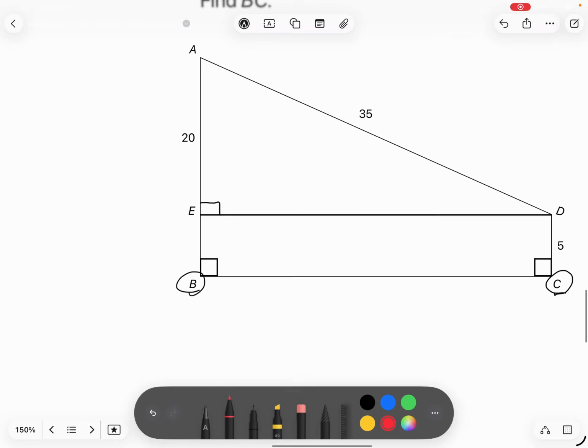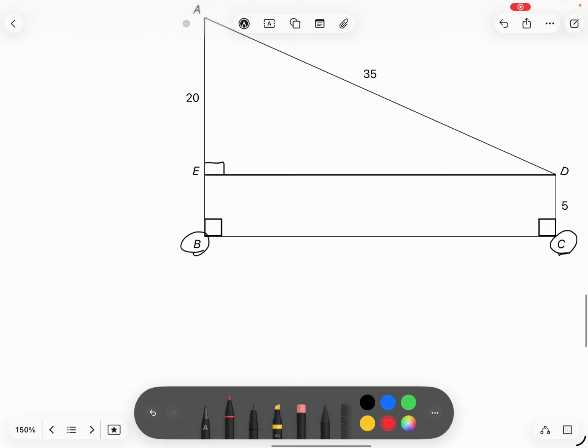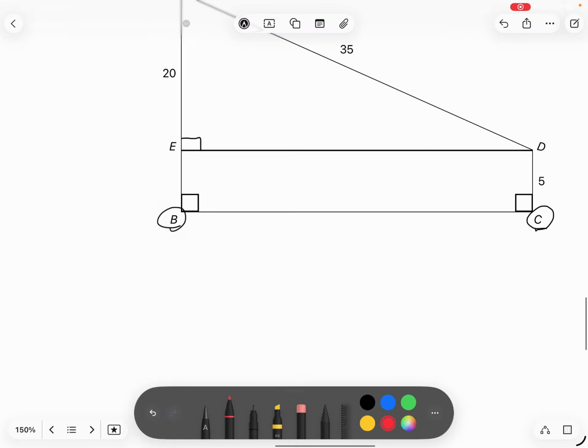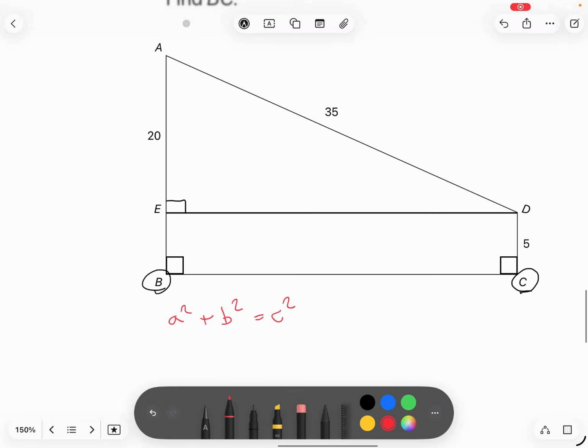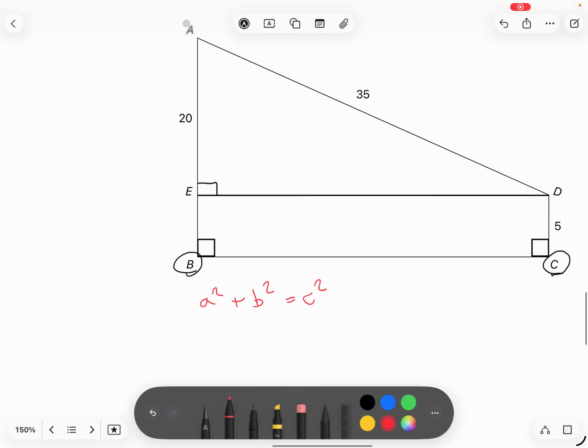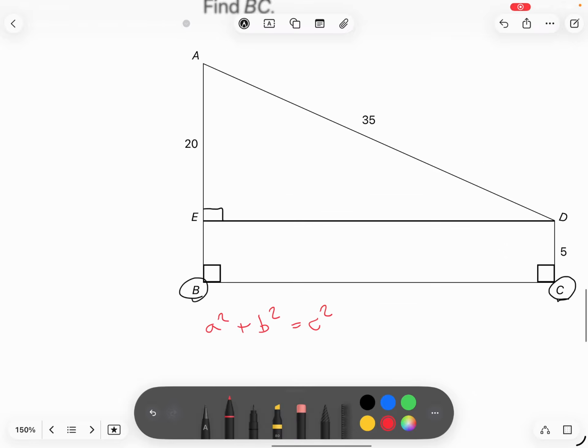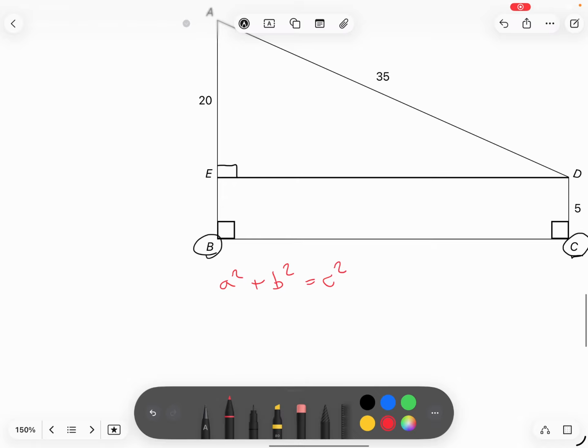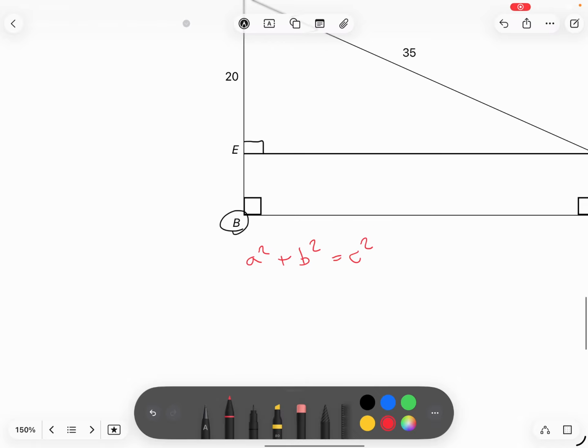We know that A is going to be the AE side length. The formula, again, for the Pythagorean theorem is A squared plus B squared equals C squared, where C squared is the hypotenuse, the longest side of the triangle, which in this case is AD, or 35. So we've got A squared. Our A is side AE. And so AE has length 20. We can fill that in.